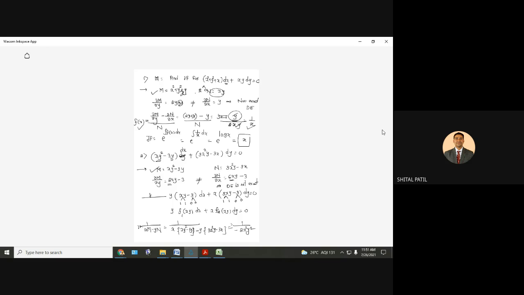So we can consider this is equivalent to 1 upon x square y square. When we consider it as integrating factor, then it is equivalent. 1 upon x square y square is the integrating factor. We can cancel the minus 2 sign here. Okay, this is about the integrating factor.